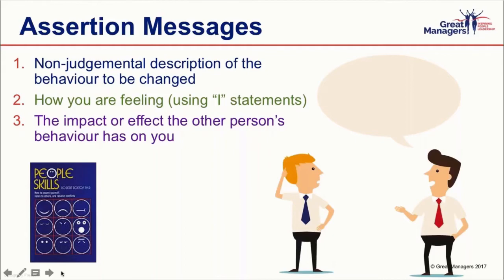And the assertion message contains three important components. The first one is a non-judgmental description of the behaviour to be changed. So being able to describe that behaviour clearly. And the second part of it is how you're feeling using an I statement. And the impact or effect of the other person's behaviour is the third part of it.